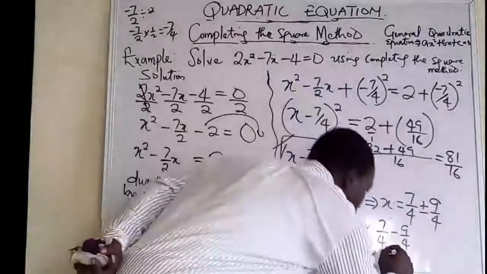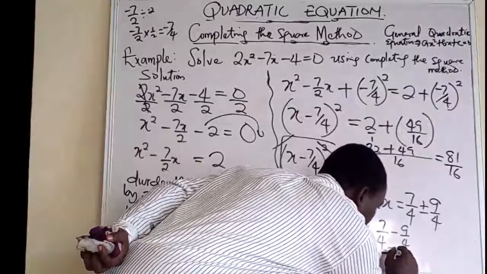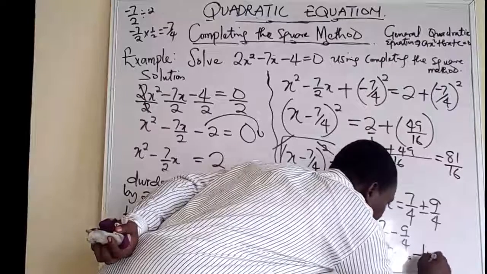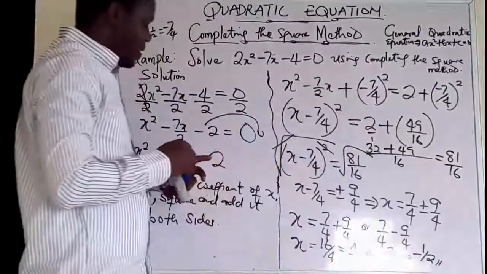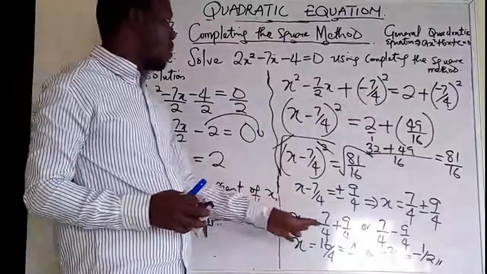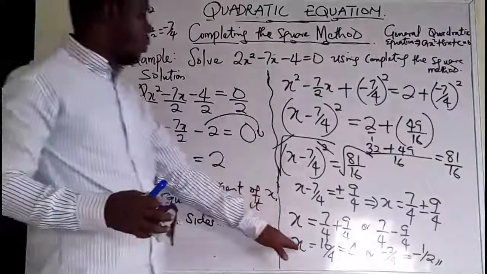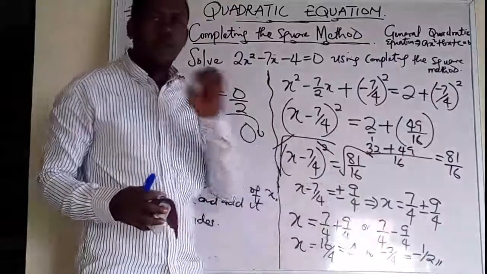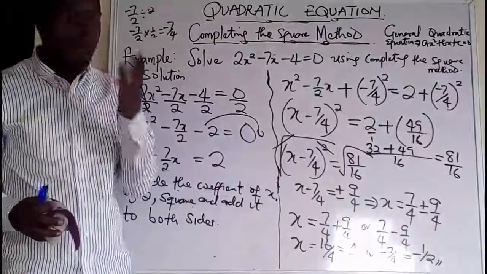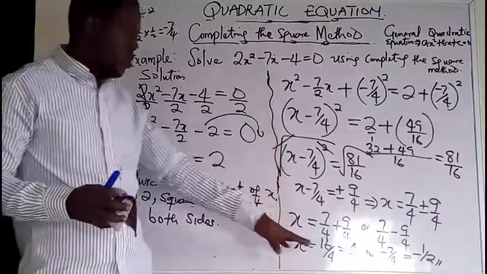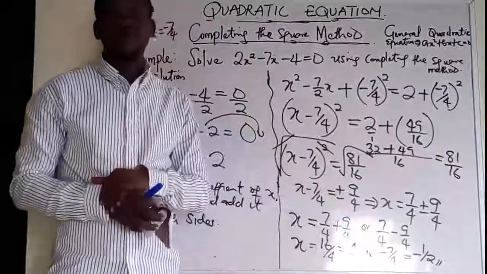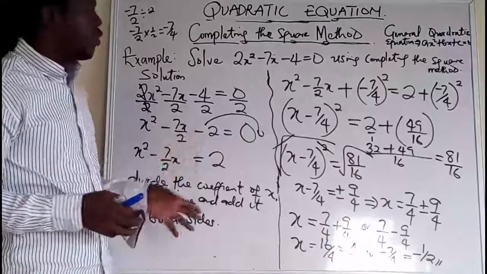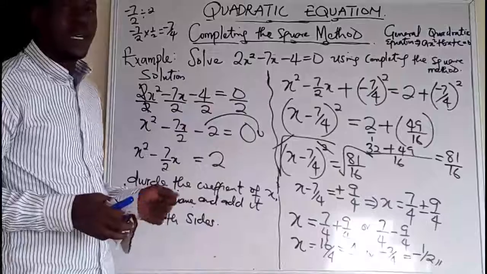Minus 2 over 4 is equal to minus 1 over 2. So you can see that using the completing the square method to solve this particular equation, we have x equals 4 or x equals minus 1 over 2. And when we used the factorization method the other time to solve the same question, we got the same answer. So this is how to use the completing the square method to solve a quadratic equation.